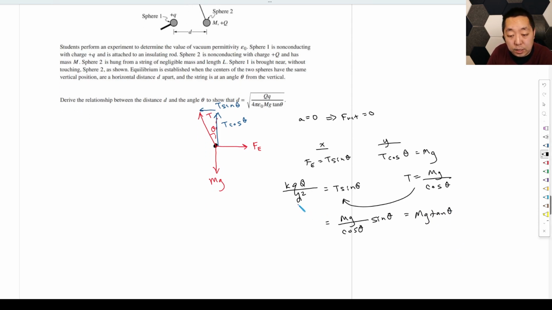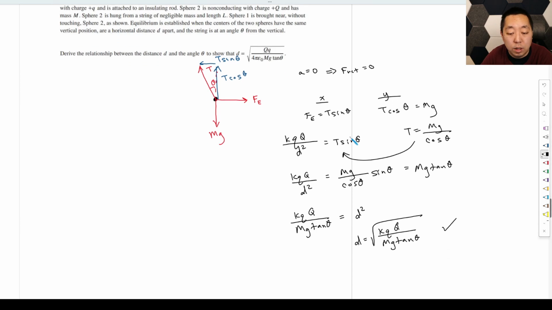Now we want to solve for D, so we can move the D squared up. KqQ over D squared. I can move the D squared up and move that to the other side. So D squared is going to be K little q big Q over mg tan theta. And therefore D has to be the square root of that: K little q big Q over mg tan theta.